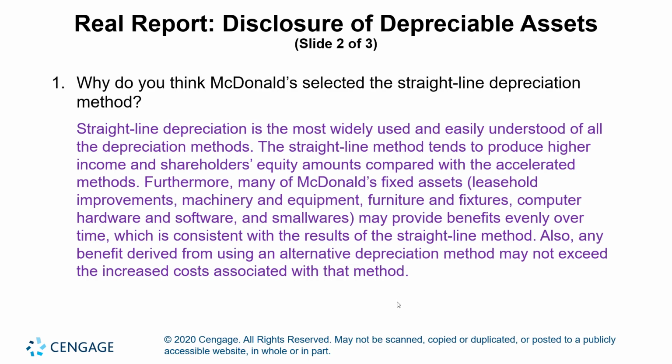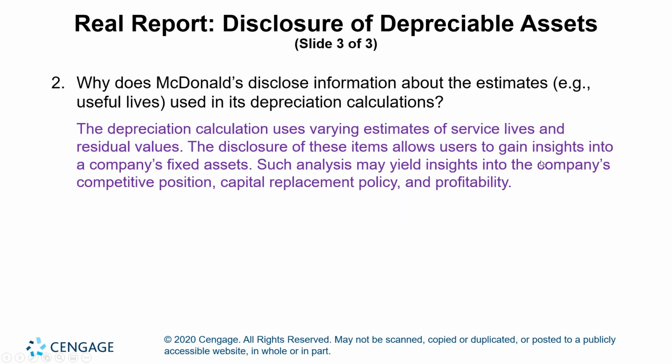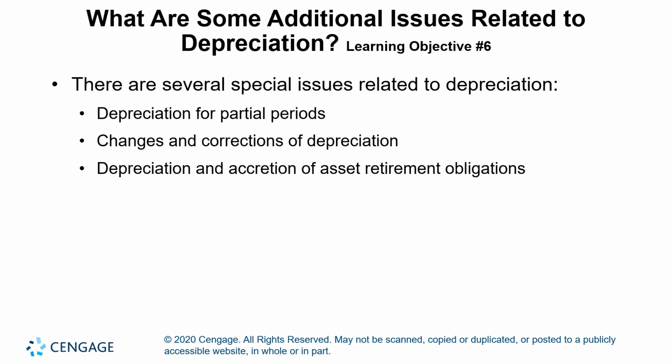What are some additional issues? So there are partial periods for depreciation, there are changes and corrections, and then there's depreciation of accretion of asset retirement obligations. So for partial periods, in our previous discussion, the assets were purchased on the first day of the year and disposed of on the last day. This seldom happens in practice. Therefore, it would be necessary to round to the nearest whole month or year, or use a half-year convention.